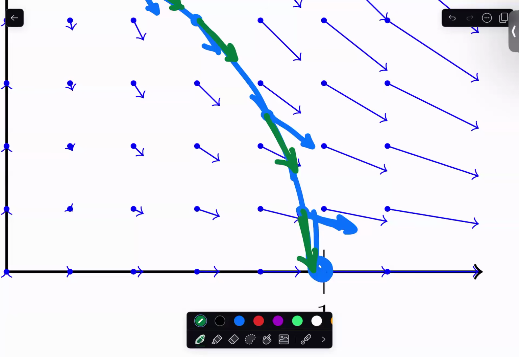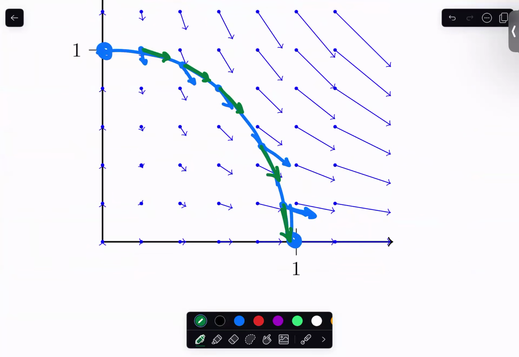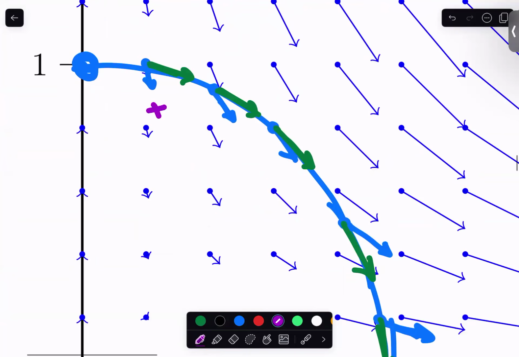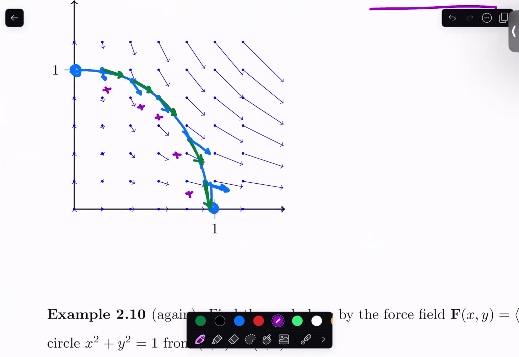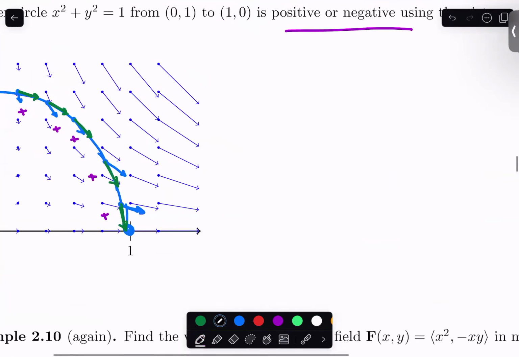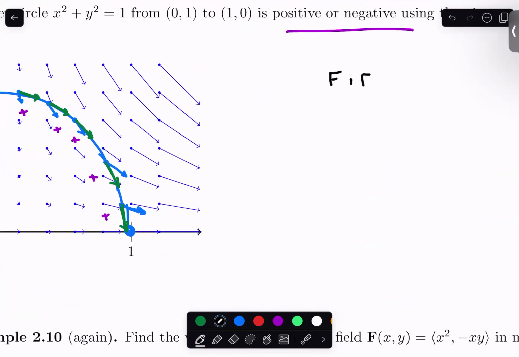So something like this. And all of these look like they're acute angles between my vector field vectors and my tangent vectors. So I think we're going to have positive, positive, positive, positive, positive. So if I add up a bunch of positives, overall, my result will be positive. So essentially what we found out is F dot T, in our case, is some positive. I don't know what it is yet without specific values, but I found that's positive.